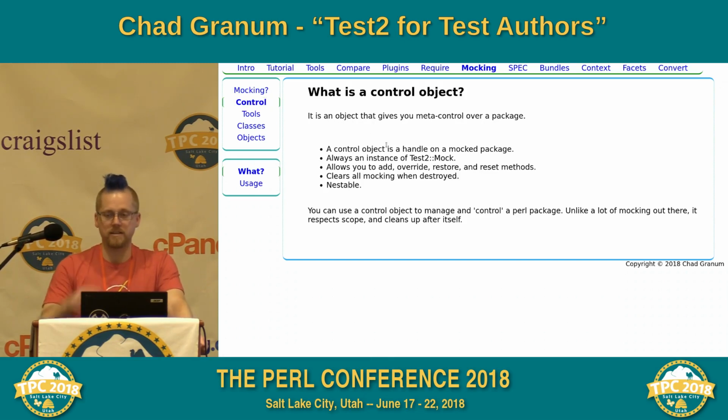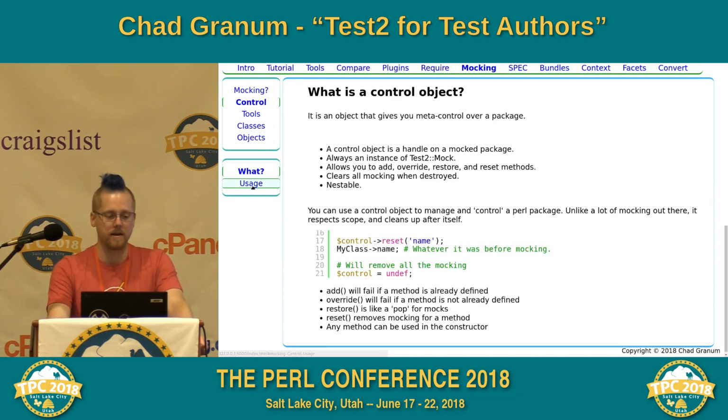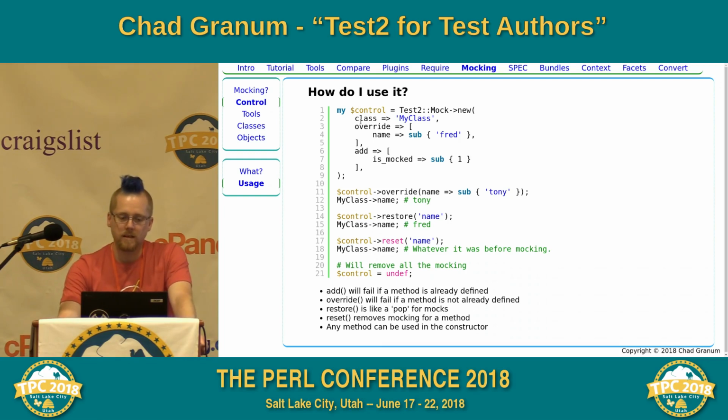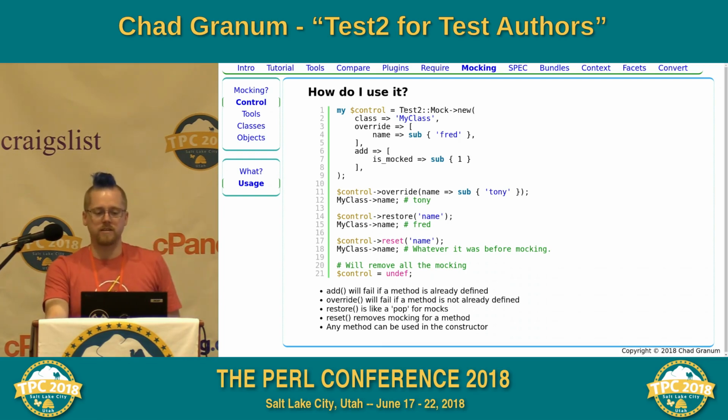So the control object is what gives you the handle to that mocking. It also lets you change the mocking partway through, and it is what's responsible for cleaning up when you are done. So how do you use it? You capture the control object from creating a new Test2 mock instance. Now, don't look too hard at this because there's actually sugar I'm going to show you that really abstracts most of this away. You tell it what class, what you want to override, what methods you want to add, and then you can override or restore more. You can reset something back to its original, and then you can reset it all when you're done.